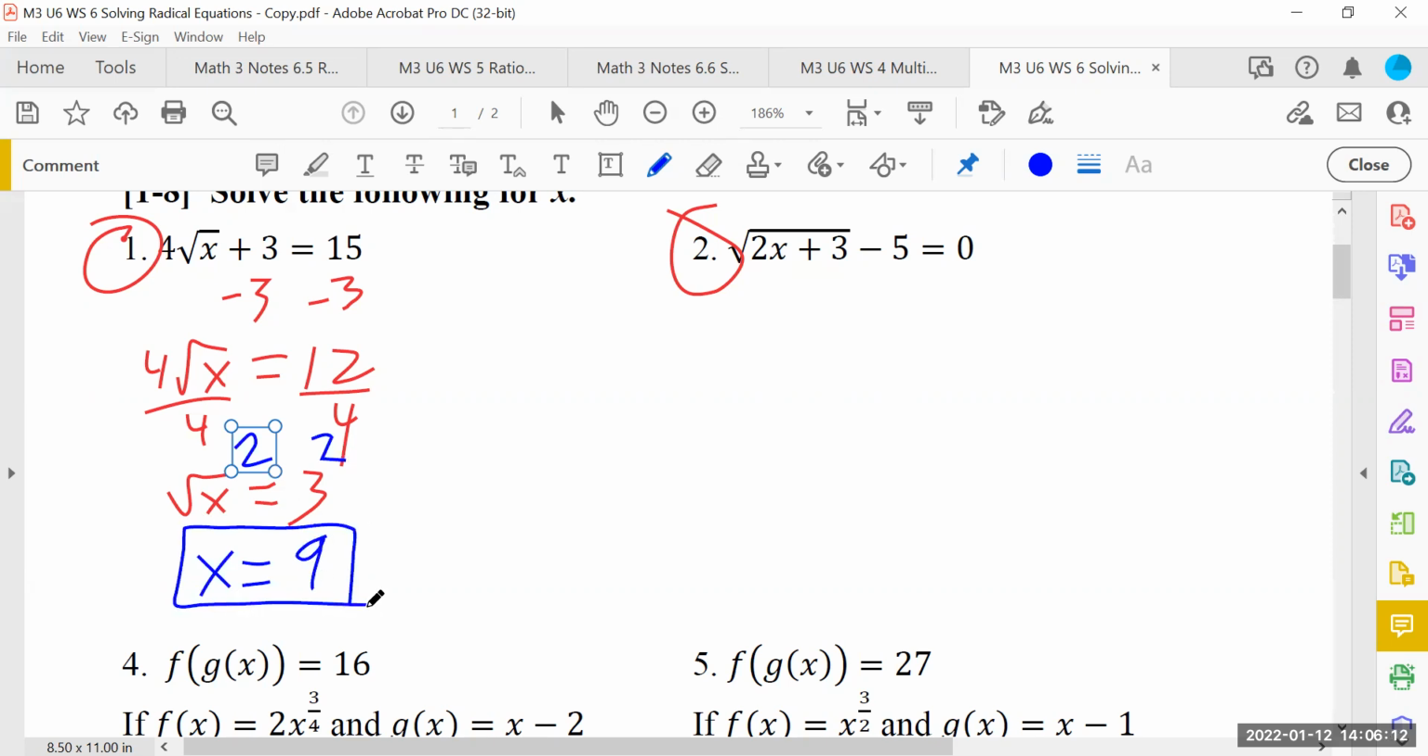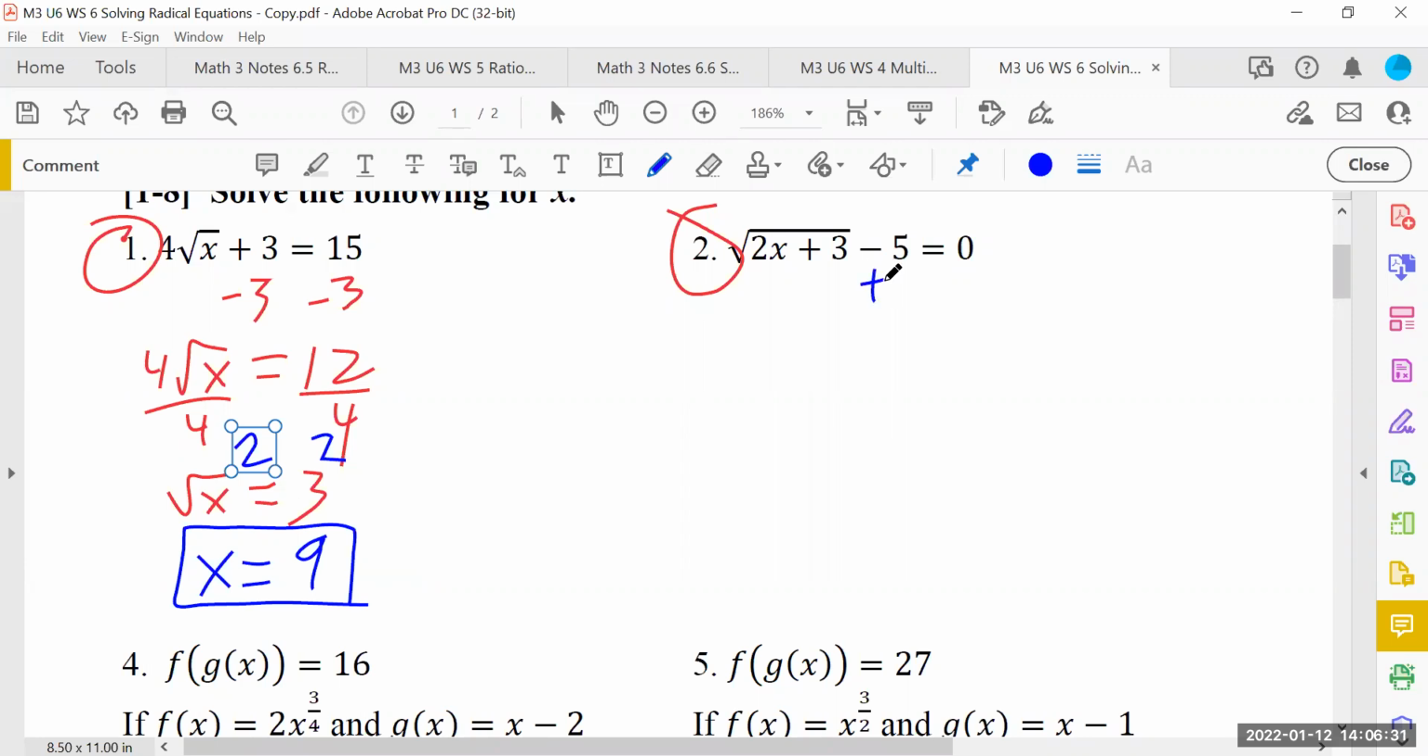So Yasmin, does that make sense? Okay. So x is 9. You could plug it back in and check. It works just fine. Are we good there? Let's do the second one. Same idea. Megan, what's our first step for number 2?